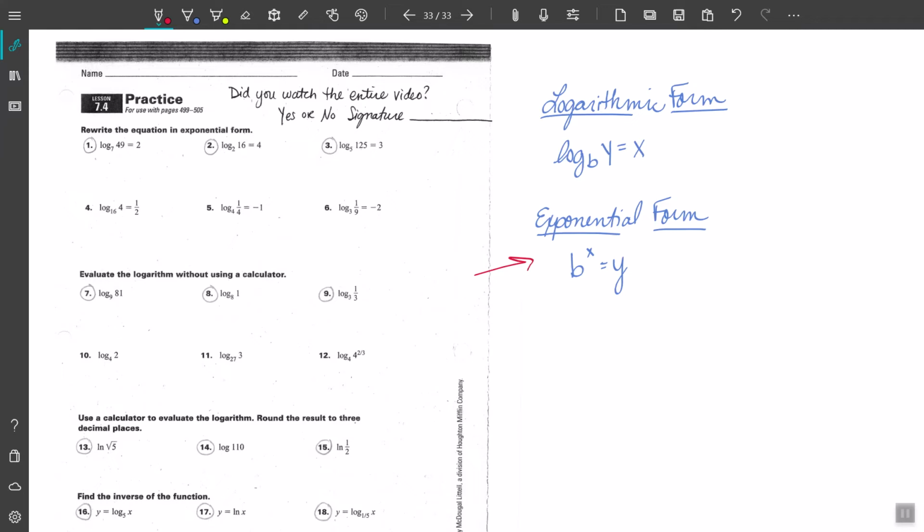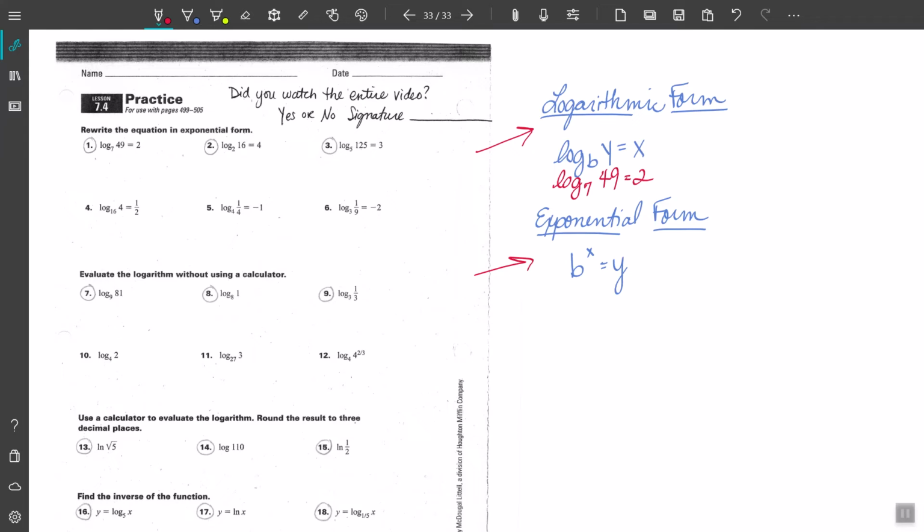On 1 through 6, we're going to look at rewriting the equation into exponential form. So it's in logarithmic form right now. We're going to rewrite it into exponential form. So if I take number 1, I'm just going to rewrite number 1 underneath my form over here. Number 1 says log base 7 of 49, that's how we read that, equals 2. So the log with a base of 7 of 49 equals 2.